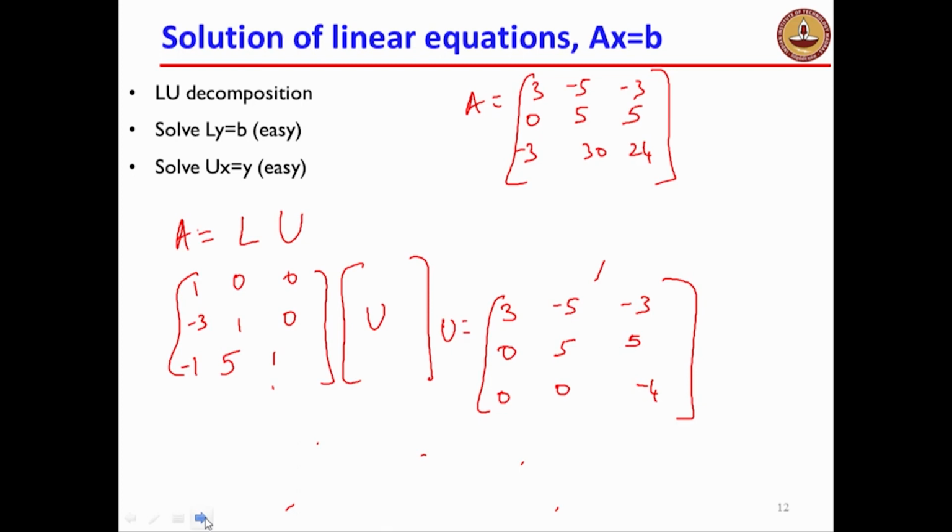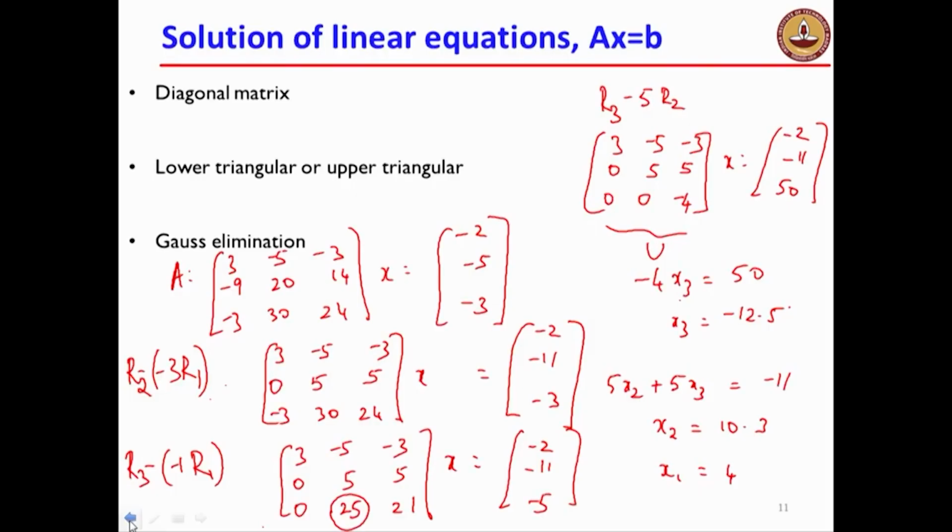And you can verify this, that A is indeed equal to L into U, where L is a lower triangular matrix and U is an upper triangular matrix. So what we were really doing in Gauss elimination without realizing it was linear row operations, trying to convert it into an upper triangular matrix. What happened at the same time? My right hand side also changed. Right? My right hand side was -2, -5, -3. At the end of all the operations, I got -2, -11 and 50.